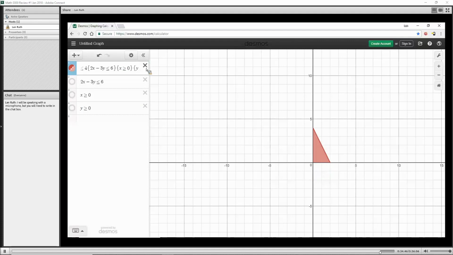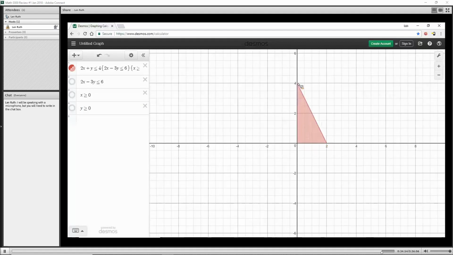Set bracket. Okay, so that's it. That's all the regions combined. It's this region right in here. These intercepts came from one of the lines. We're in the right upper corner, the first quadrant, because of those bottom two inequalities.